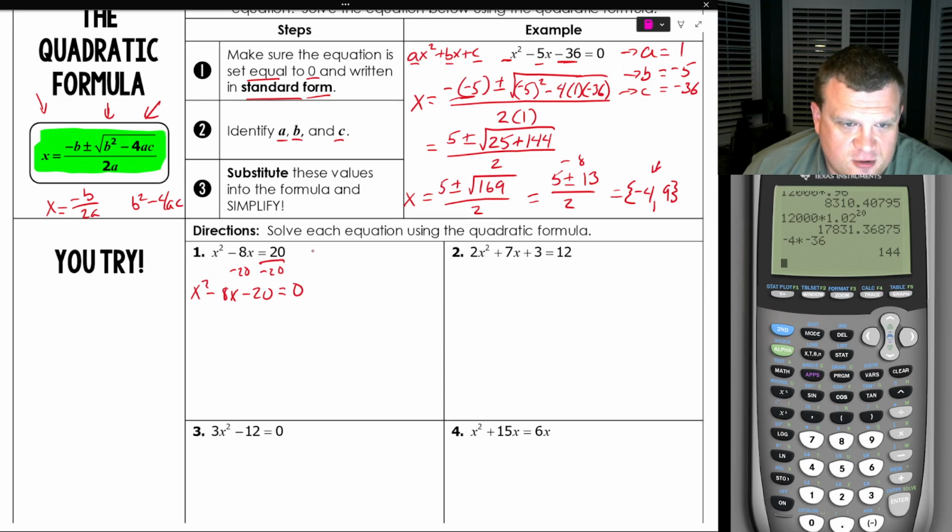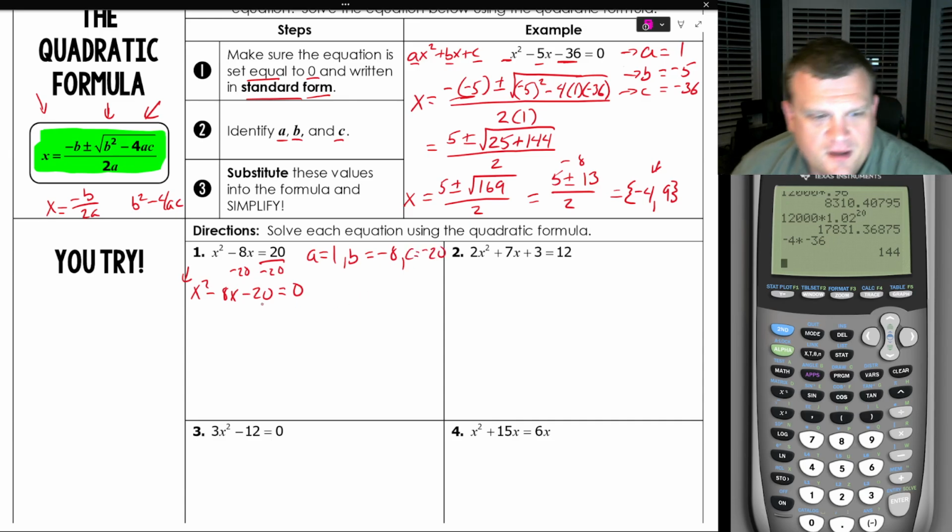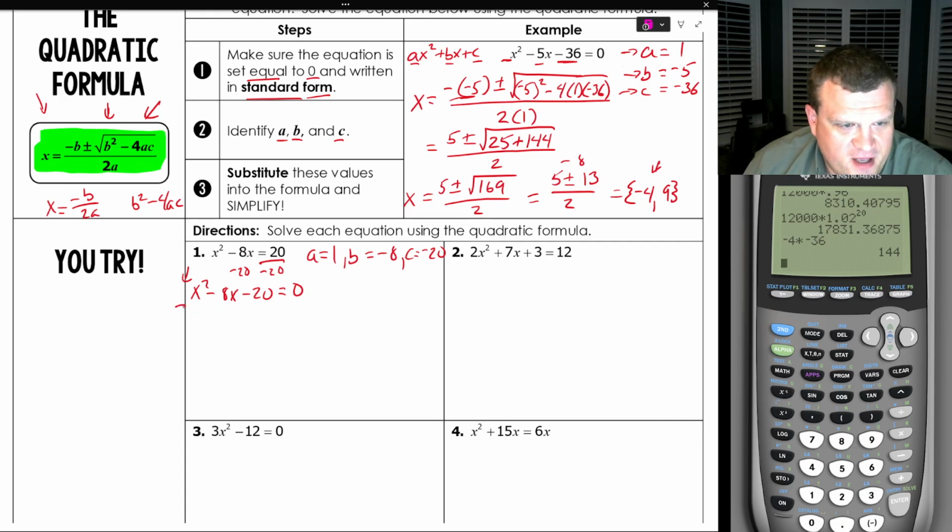Identify your a, b, and c. So I know my a is 1, right? Coefficient of the x squared. My b is -8, and my c is -20. Okay, so I've identified my a, b, and c, right? I'm ready to plug into the quadratic formula. So x equals negative times b, which is -8, plus or minus the square root of b squared, which is -8 all squared, minus 4 times a, which is 1, times c, which is -20.